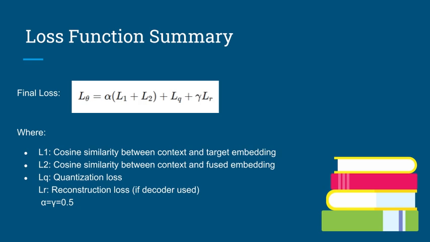All of these components are combined into the final loss function. L is equal to alpha L1 plus L2 plus LQ plus gamma LR, where both alpha and gamma are set to 0.5. These hyperparameters balance the trade-off between alignment, quantization, and reconstruction. A symmetric version of this loss is also used, where the roles of context and target encoders are swapped during training, further stabilizing learning. Moving on to the datasets.